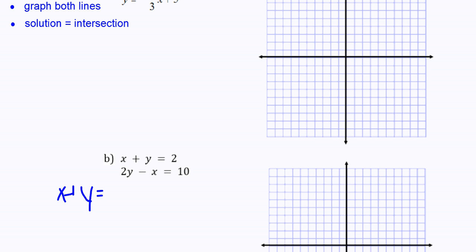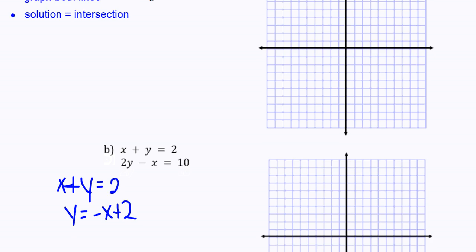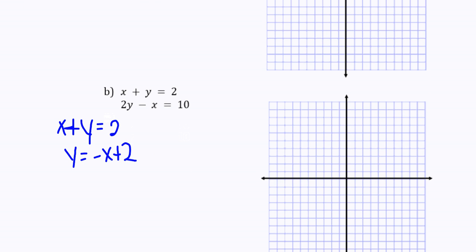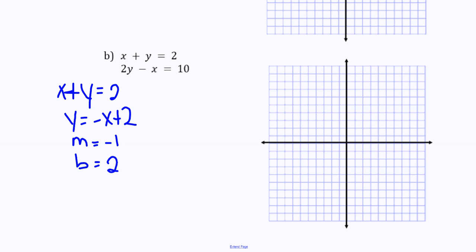So I'm going to take my first line, x plus y equals 2. To put it into slope-intercept form, I'm just going to subtract x on both sides. So we're going to have y equals negative x plus 2. So now I have my line, and I know that it's got a slope of negative 1 and a y-intercept of positive 2. So I can go ahead and graph that on these set of axes here.